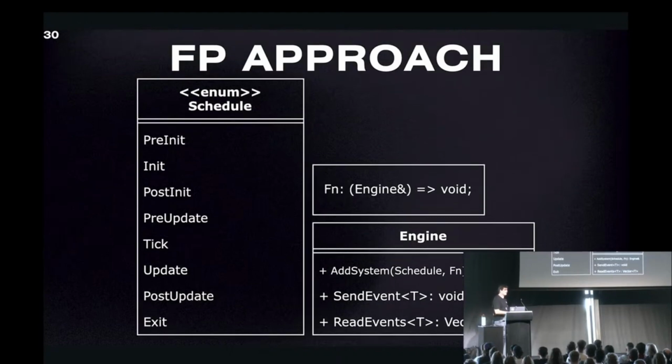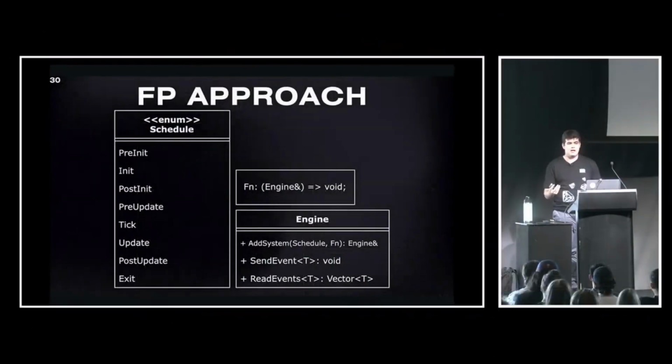The other is the functional programming approach. Now, this is where you have your schedules as an enum. You have a function that you pass in that takes the engine as a reference into the parameters, and then you have your engine itself. The way this works is you would have an add system function on the engine, and this would take in the schedule and the method. The reason it has to have the engine as a reference is that because it is a functional approach, it doesn't have any sort of dependency injection or idea of what a class is.